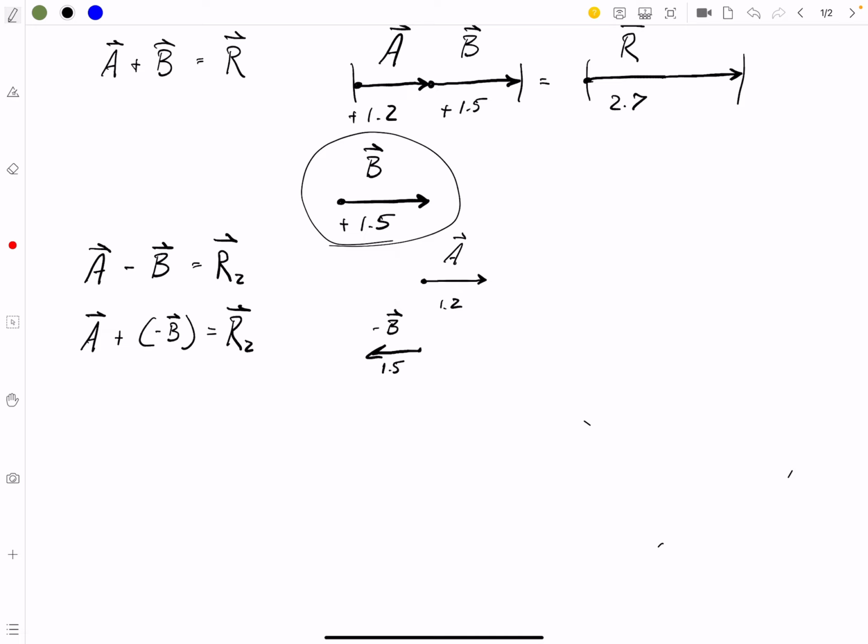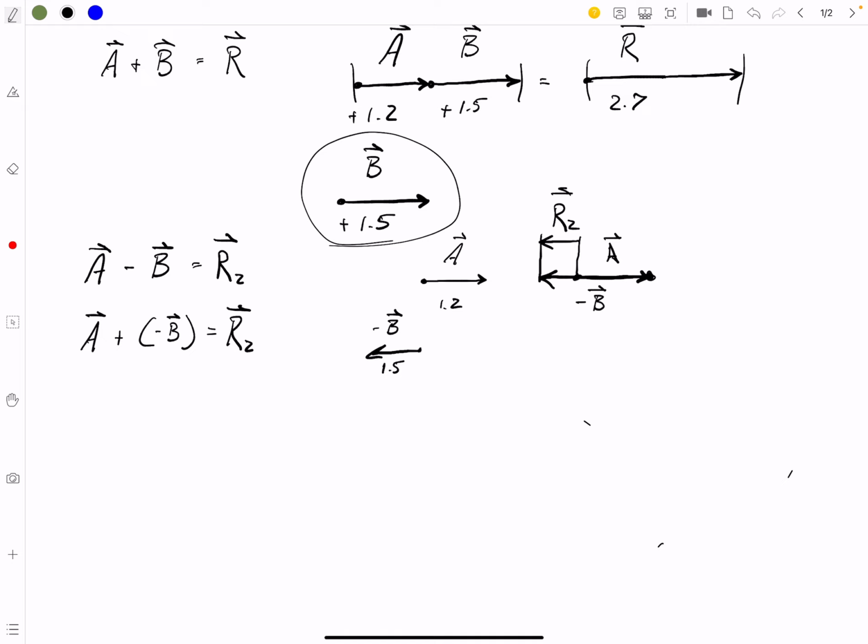So I'll rewrite A here. I'm going to do it head to tail, so I'm going to pick up B and place it down right there on top of A. We started here, we ended here, and our net vector is here. So this is our R2. We've got our A, we've subtracted B, and we're left with R2.